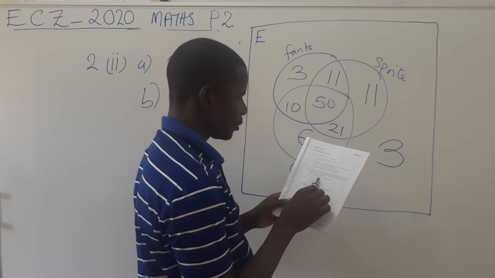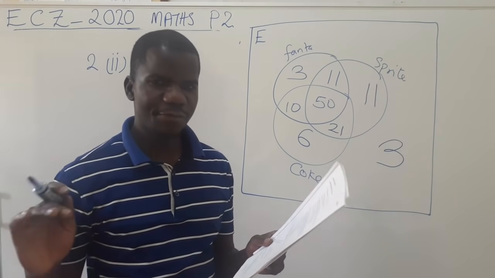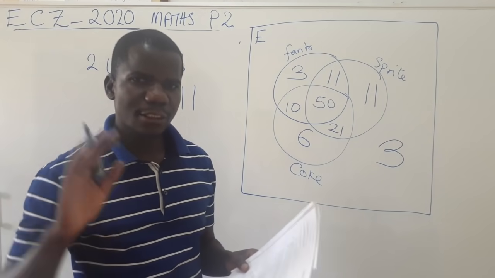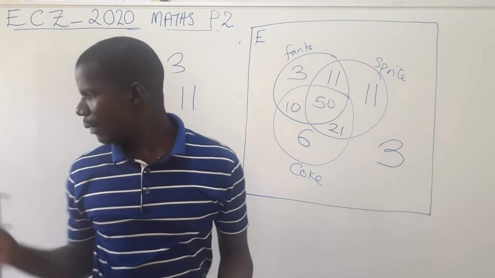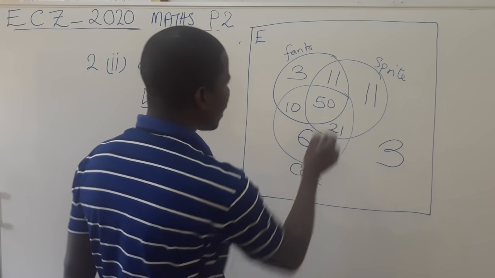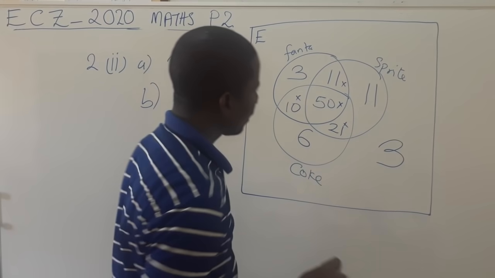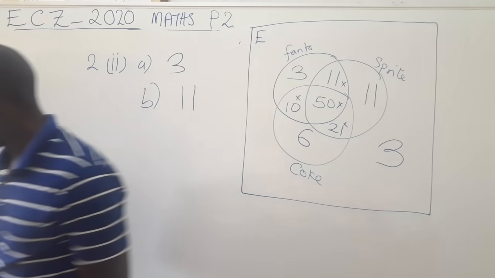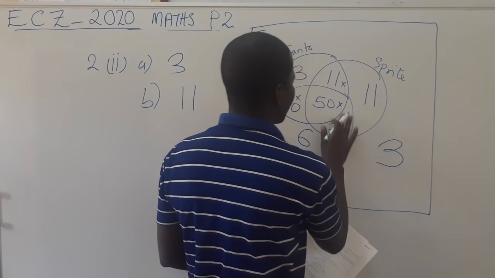Then, how many students took at least 2 different drinks? At least 2, so it could be 2 and above. In that case, what are we looking at? We are looking at this part, as well as this one. I wanted to get a different color marker.